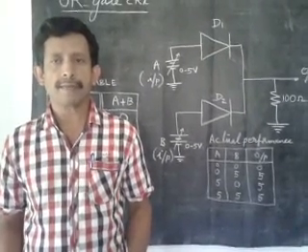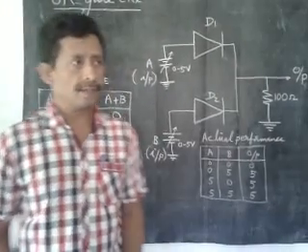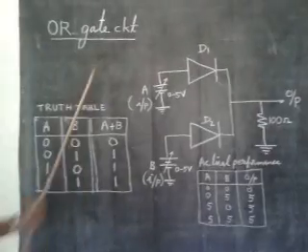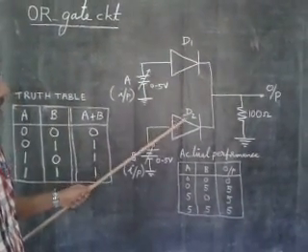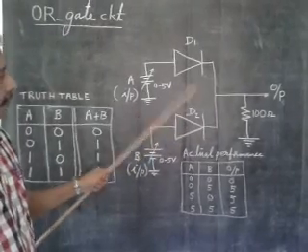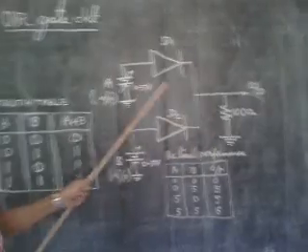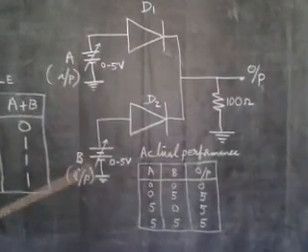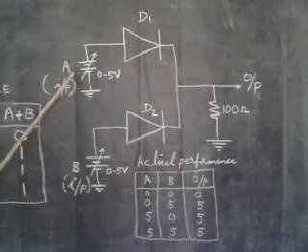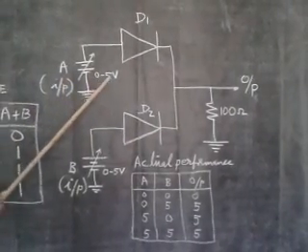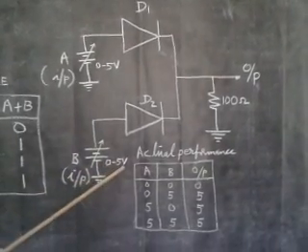In this video, I am giving the configuration of OR gate circuit. You see, OR gate circuit. Here, two diodes D1 and D2 are connected to earth through a 100 ohm resistor. A and B are variable supply voltages. A can be varied from 0 to 5 volt and B also can be varied 0 to 5 volt.